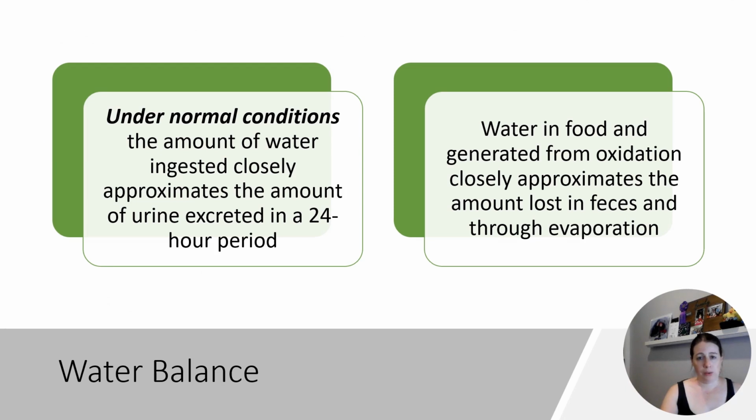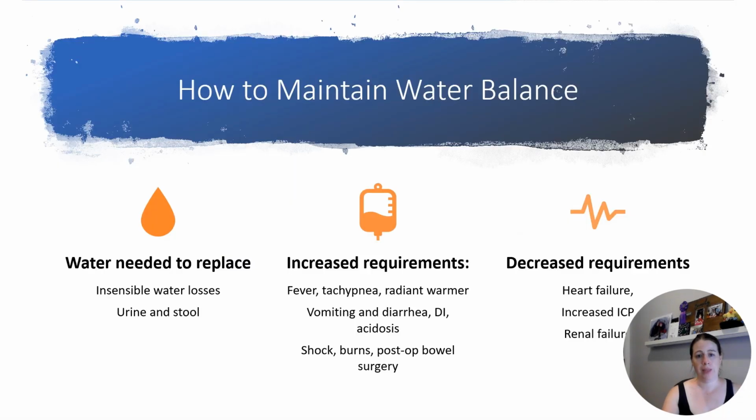Another thing to keep in mind when thinking about distribution of water and water balance. Under normal conditions, the amount of water ingested closely approximates the amount of urine excreted in a 24-hour period. Also, water in food and from oxidation closely approximates the amount lost in feces and through evaporation. So how do we maintain balance? Well, we need to replace that which is lost by insensible loss such as sweating, as well as urine and stool. There are situations and conditions that may increase water requirements, and you can see those here. And this is why we encourage hydration when sick. And there are also situations that may decrease requirements, such as heart failure, increased intracranial pressure, and renal failure.